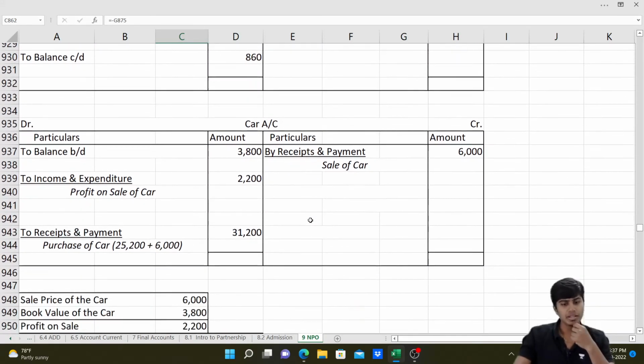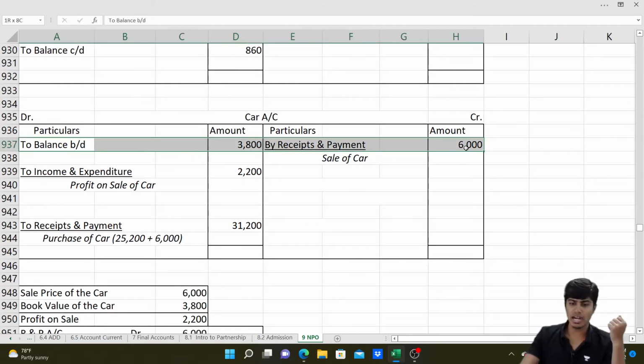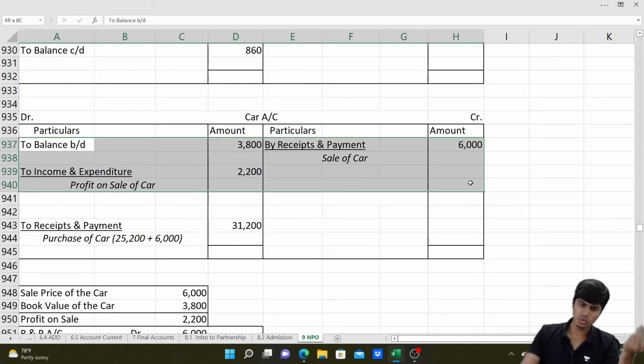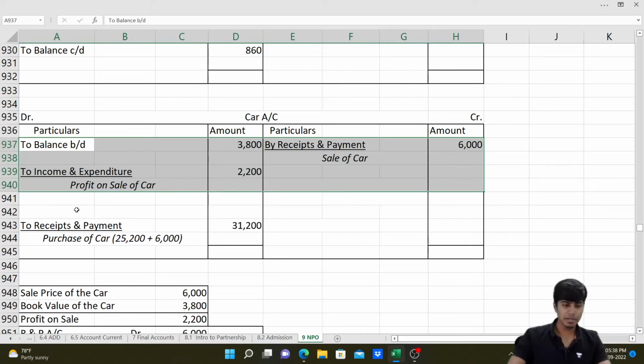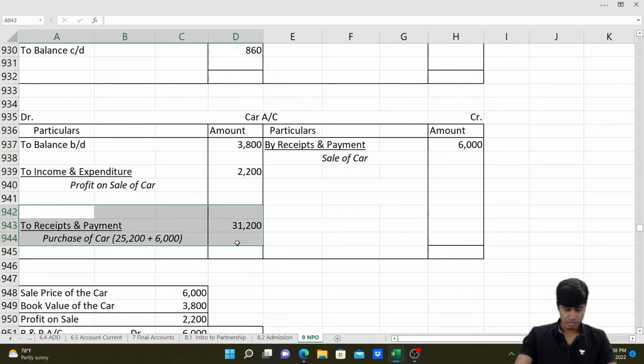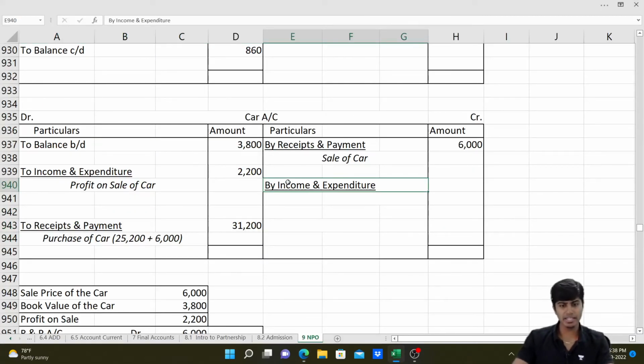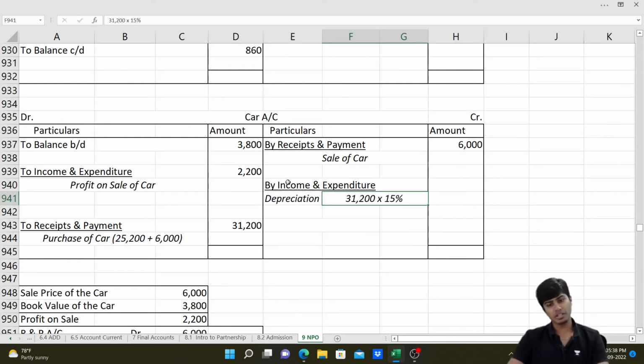It's simple there. So 3800 worth old car is sold and 2200 profit is made. Freshly purchased car is for 31200. On this 31200 we'll provide 15% depreciation. So I'll write by income and expenditure depreciation 15% of 31200. This is very tricky because majority of them end up providing depreciation on 25200. So be cautious, provide 15% depreciation on 31200.